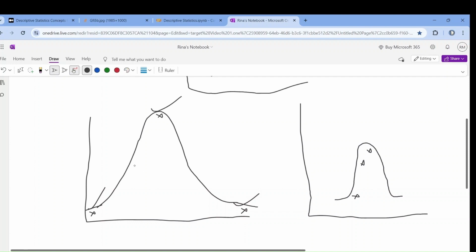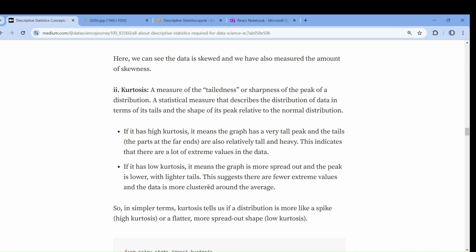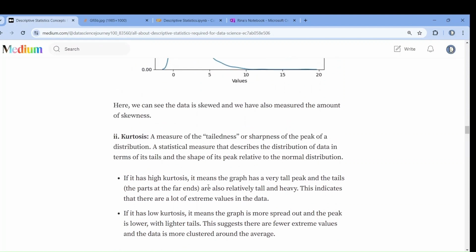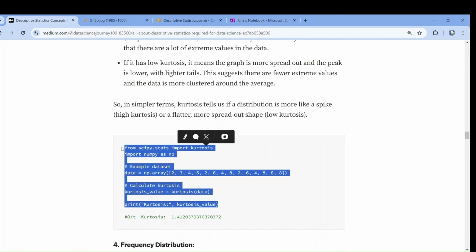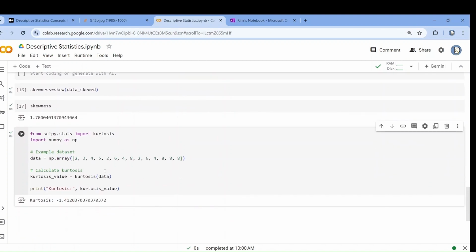Fine. Descriptive statistics is all about knowing the data set. Central tendency helped us to find the center. Dispersion helped us to find the variability. And measures of shape help us to find the tailedness or sharpness, whether there are extreme values or the dataset is distributed well. Fine. Now if you want to know the kurtosis value, if I run it, here I have just generated a random numpy array, and then if you call the kurtosis function and pass the data set, then this is the kurtosis value.